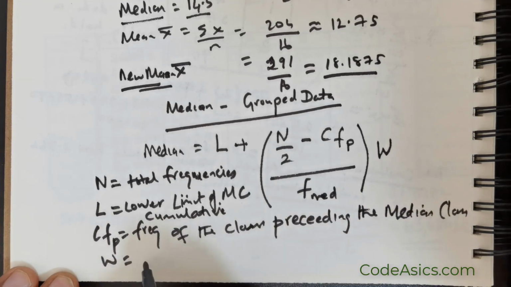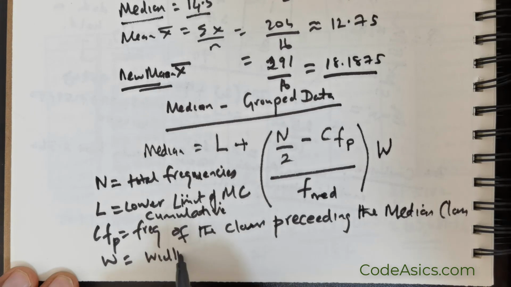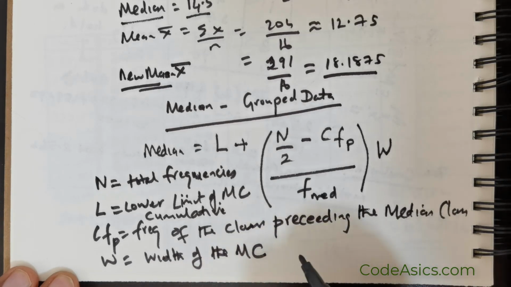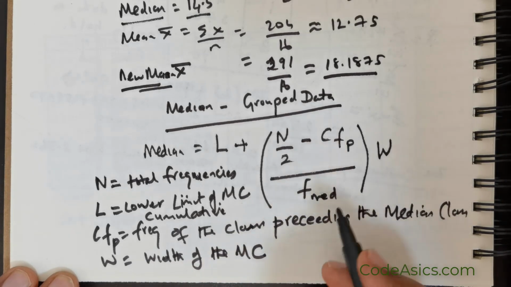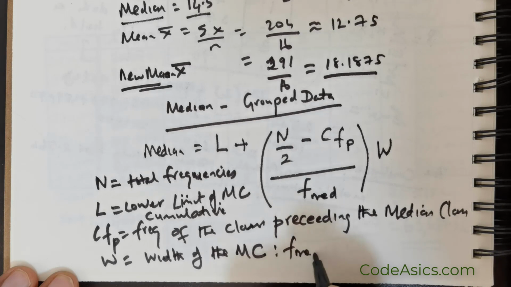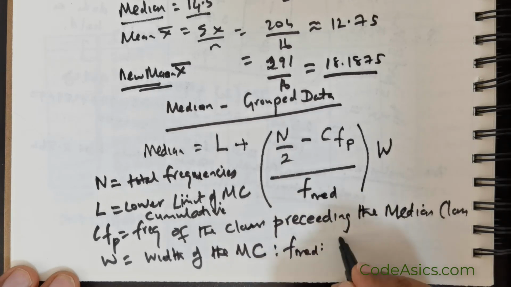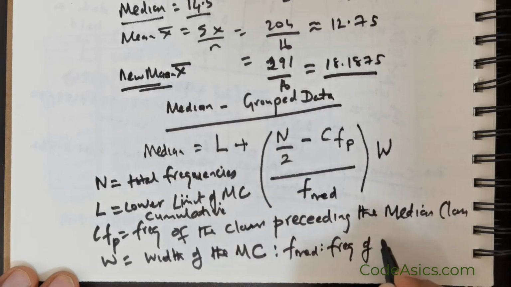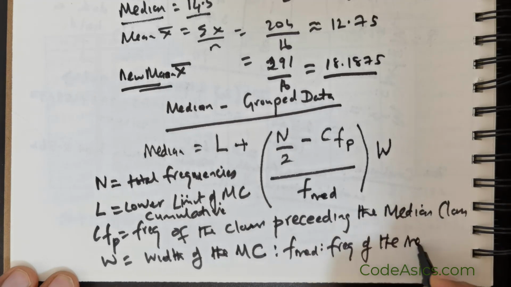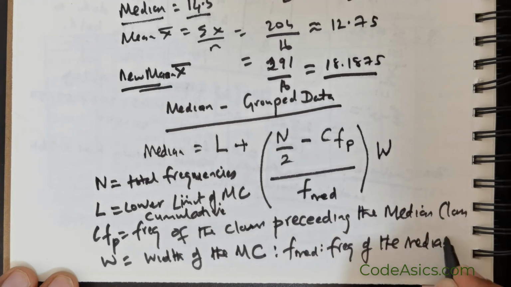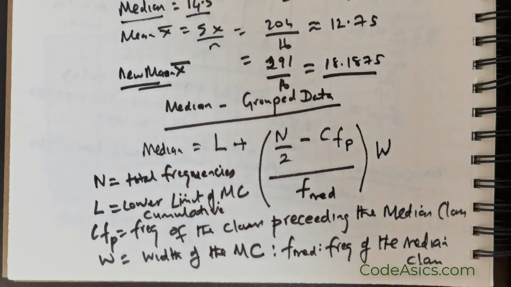And W is the width of the median class, and FMED, I got one more thing, FMED is the frequency of the median class. Now this is quite a sum, and the best way to understand this is via an example.